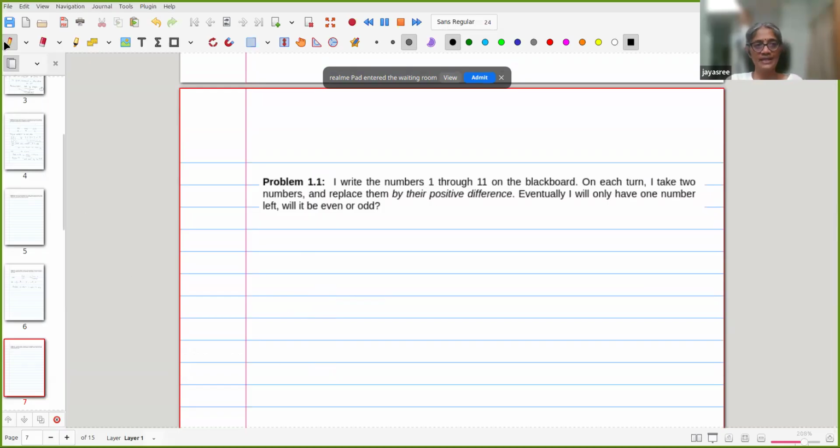Ma'am, I have a doubt. Yes, go ahead. My doubt is that when you said that parity is the invariant, I cannot understand how it is. Can somebody explain why parity is invariant?